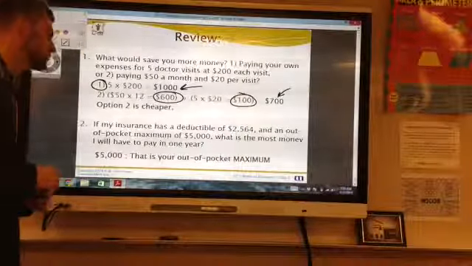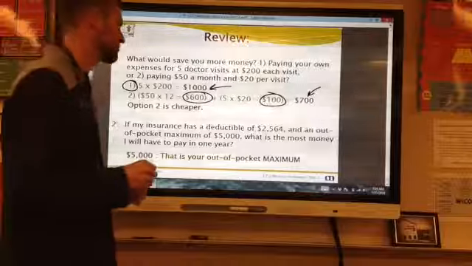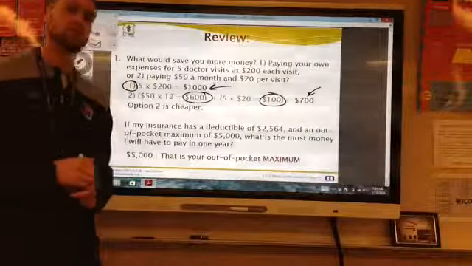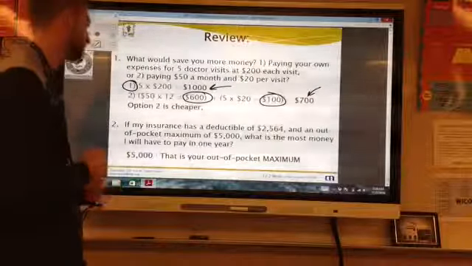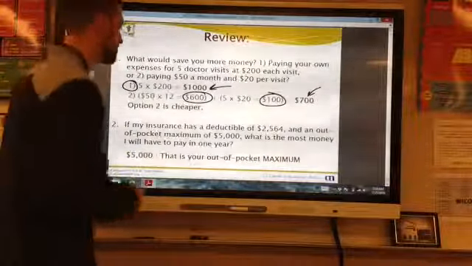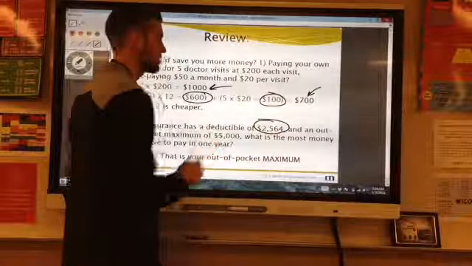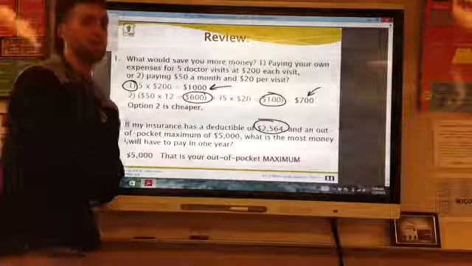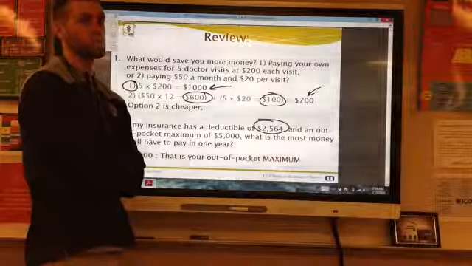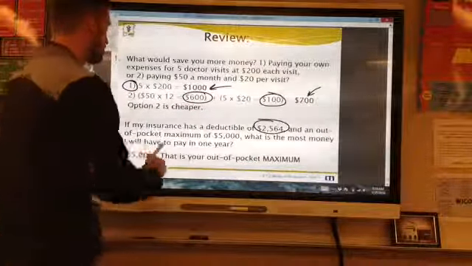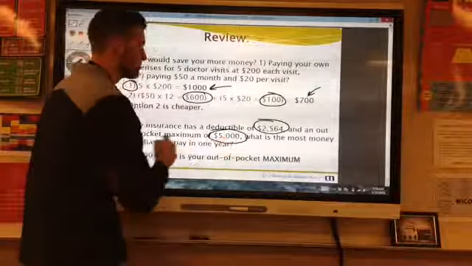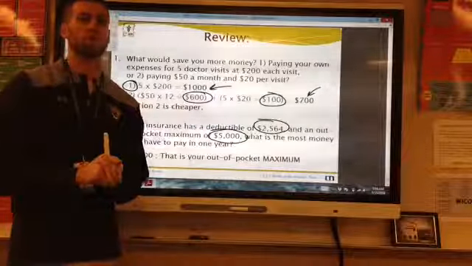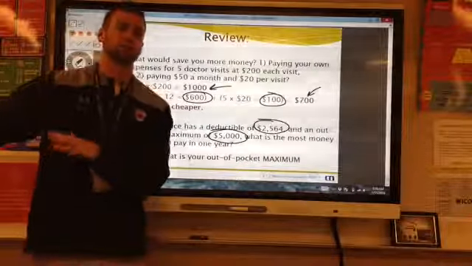And then number 2, review question, the last thing we'll go over today. If my insurance has a deductible of $2,564 and an out-of-pocket maximum of $5,000, what is the most amount of money I'll have to pay in 1 year? Remember, the deductible just means that's what you have to pay until the insurance company kicks in. Alright, that means you still might have to pay 20% every time you go. So out-of-pocket maximum would be the most amount of money that you'd have to pay. Because that's saying your bill's going to stop at $5,000, we'll pick up the rest.